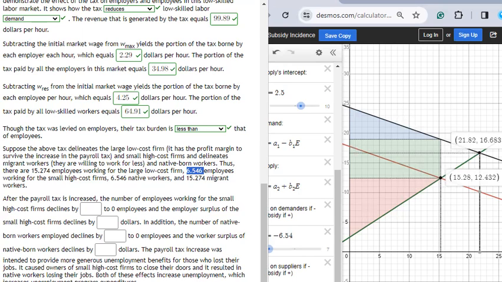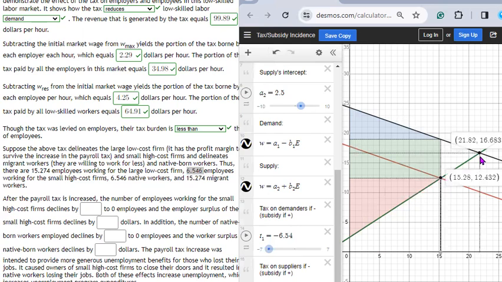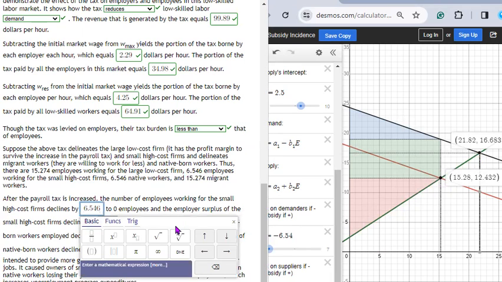So after the payroll tax is increased, the number of employees working for small high-cost firms declines, right? It declines by this value here, the difference between employment at this point and employment at this point. And all of them lose their job. Employment at the small high-cost firms declines to 0. It was 6.546, it's now 0, and that difference is 6.546, right?